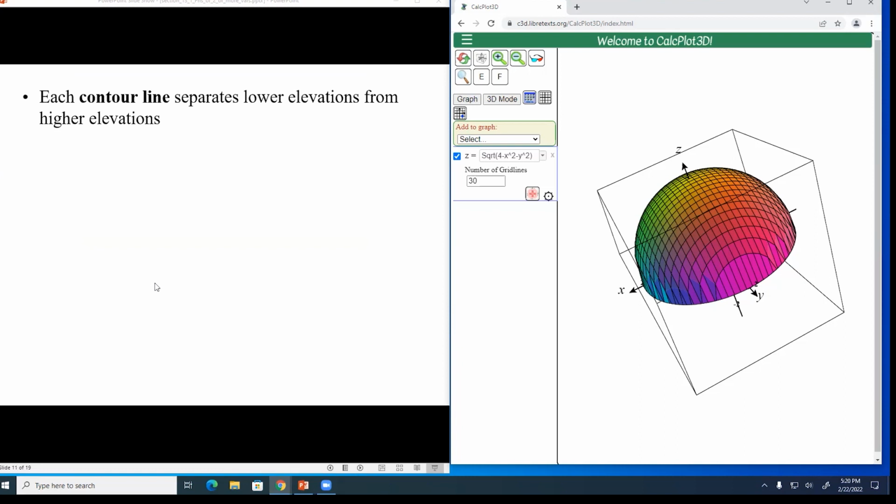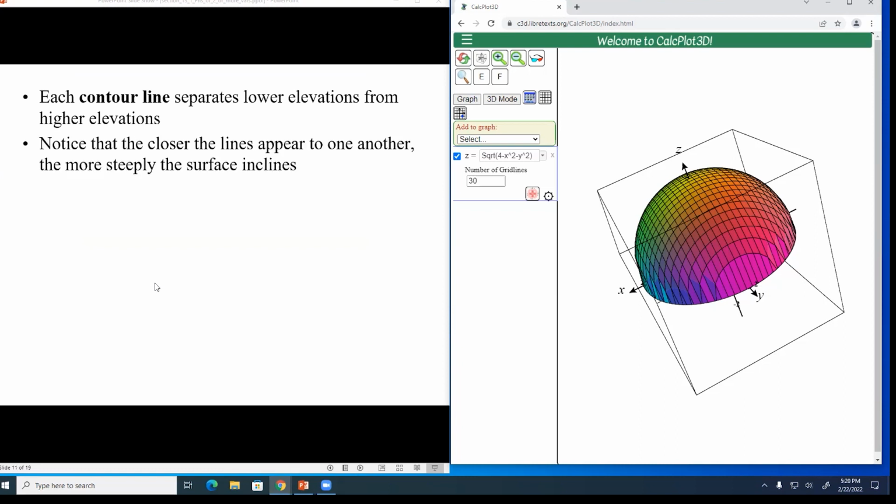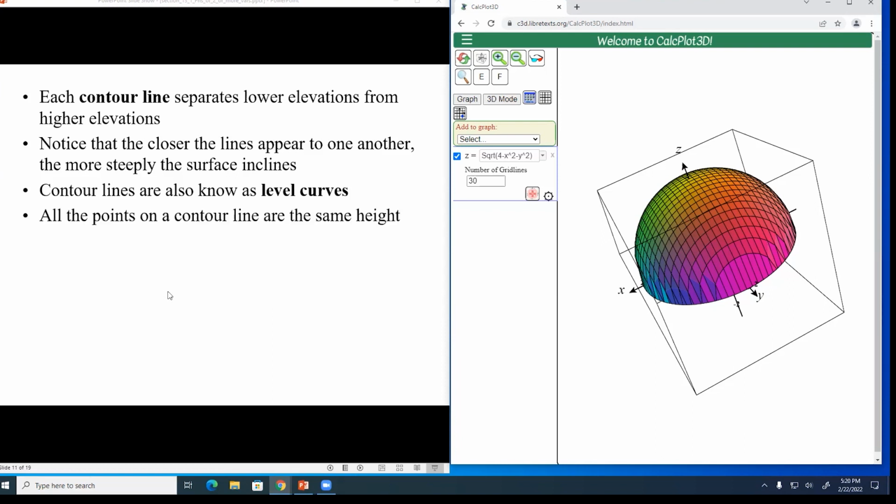They separate lower elevations from higher elevations. The closer the lines appear to one another, as Mark said, the more steeply the surface inclines or declines, depending on if it's going up or down. Again, contour lines, level curves, I'll use those terms interchangeably, feel free to. All points on any given contour line are at the same height. Contour lines corresponding to different heights can never cross.